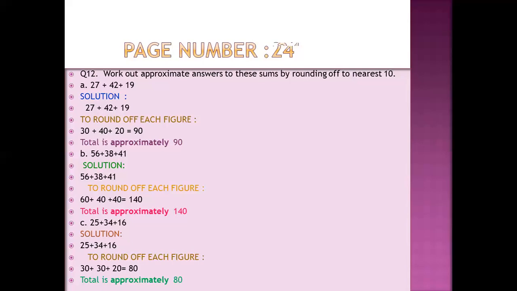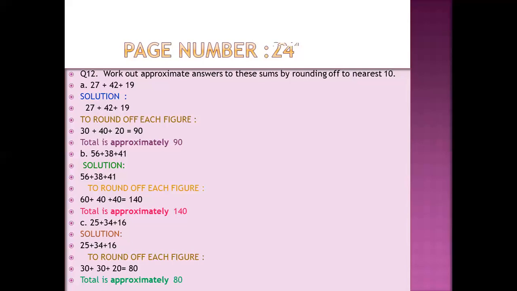Work out approximate answers to these sums by rounding off to the nearest 10. Again nearest 10, and I am repeating the definition. When we are rounding off the number to the nearest 10, what will we do? We concentrate on the number which lies on the ones place. If the number is equal to 5 or greater than 5, then we round up our number, and if the number is less than 5, then we round down the number.